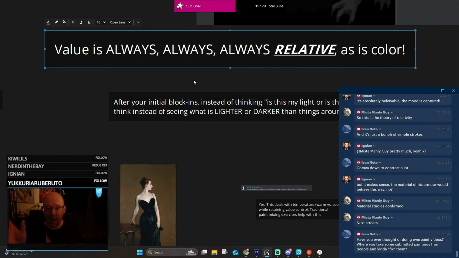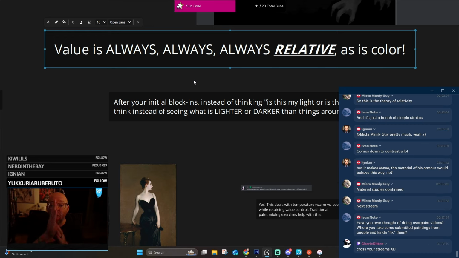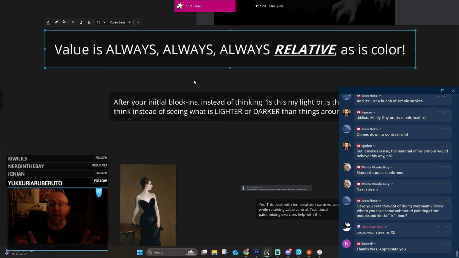Don't put your highlight or your lights in with your midtones. Don't do it. Don't put your shadows in with your midtones. Don't do it. Definitely don't put your shadows with your lights. Don't ever do it. But if there's one value that does bridge them, be sure you handle it with care. You can do it, but be very, very sure.